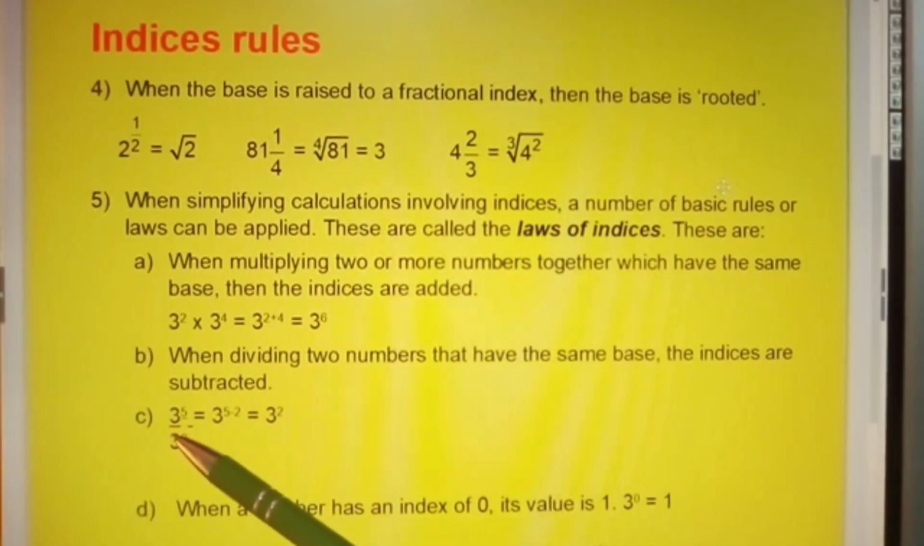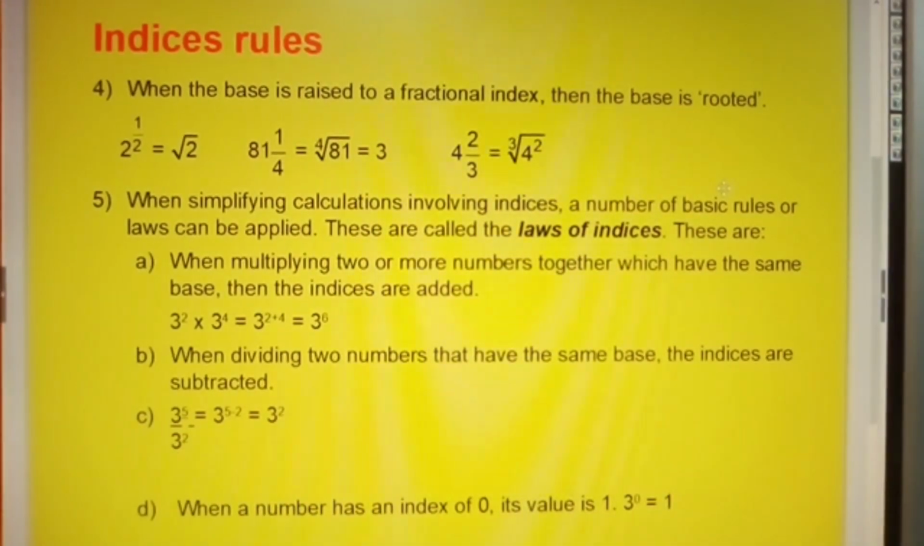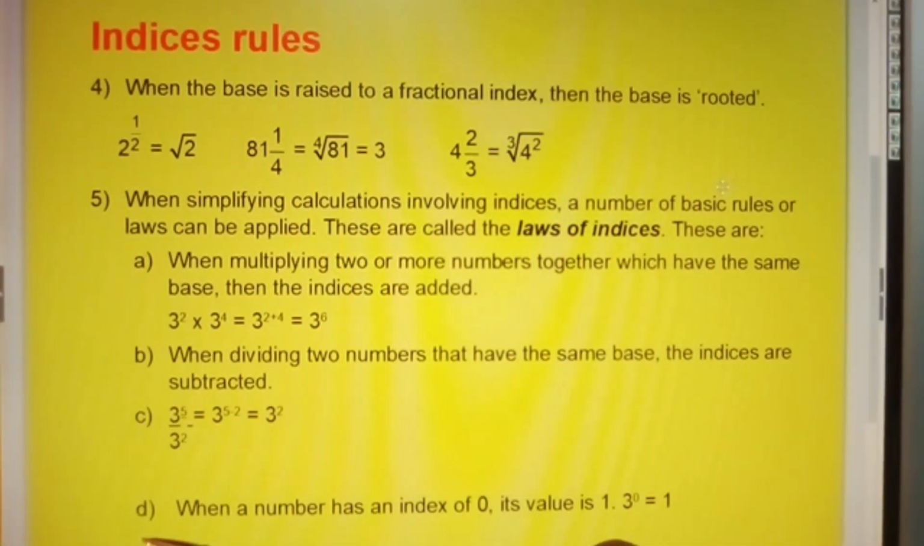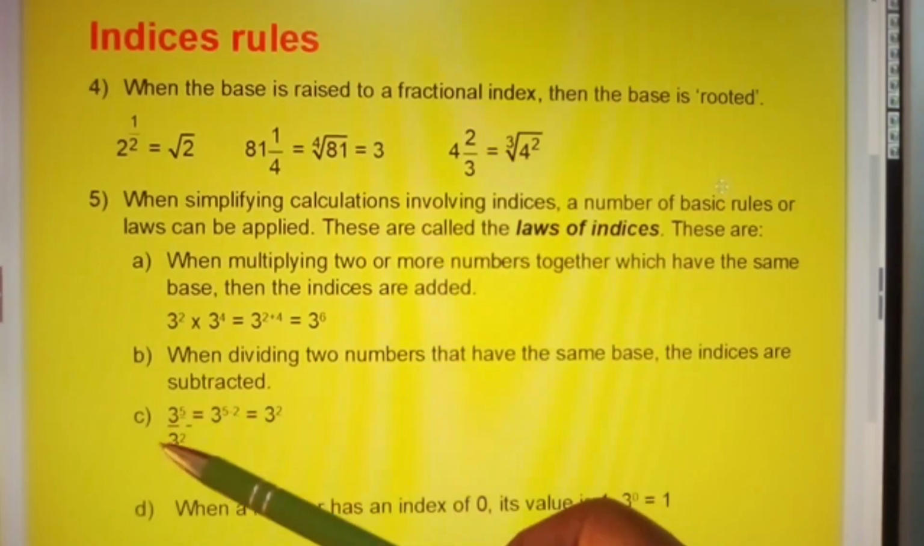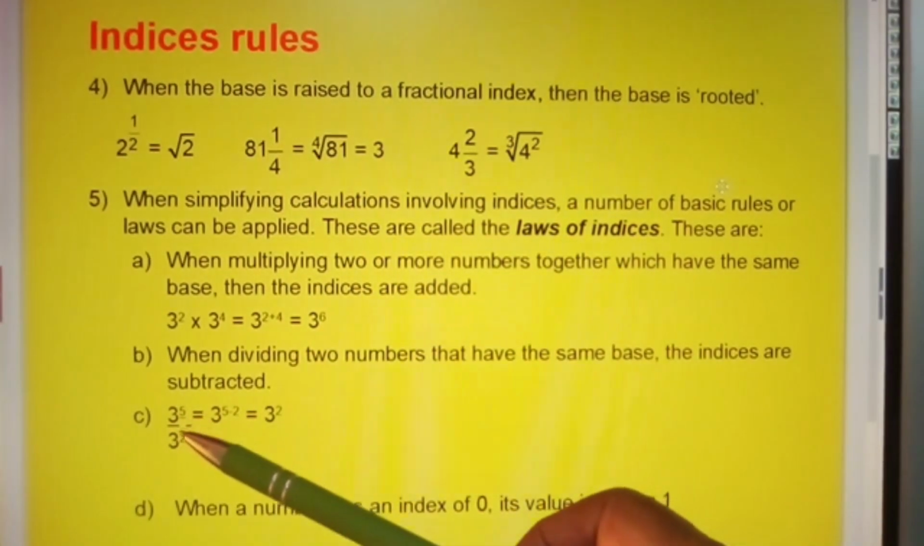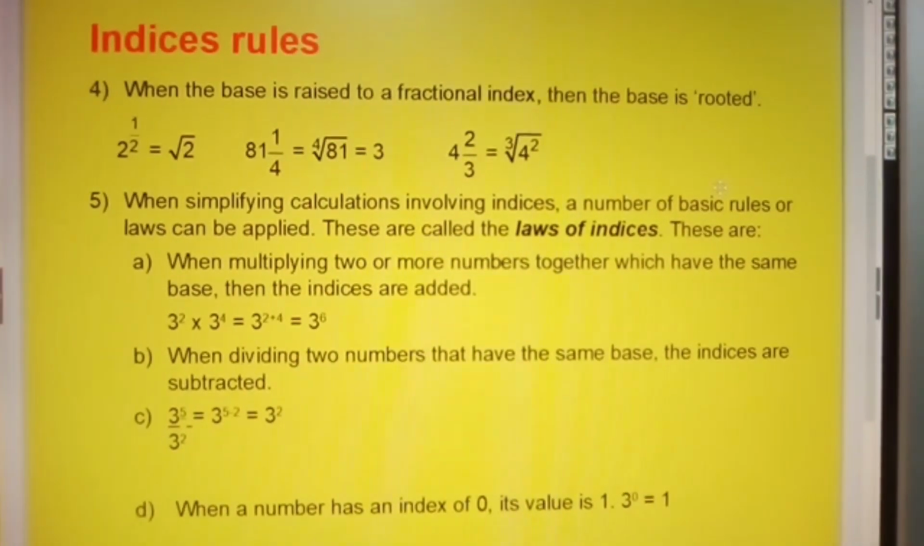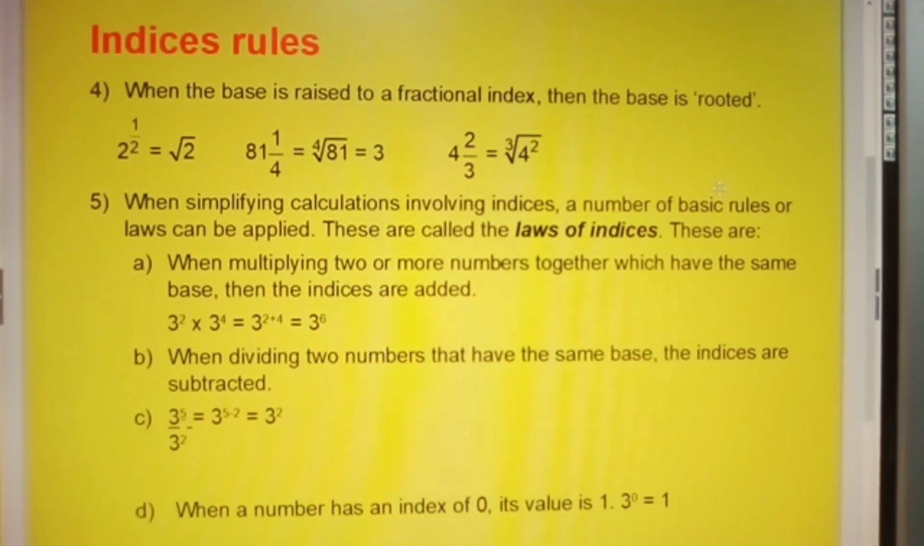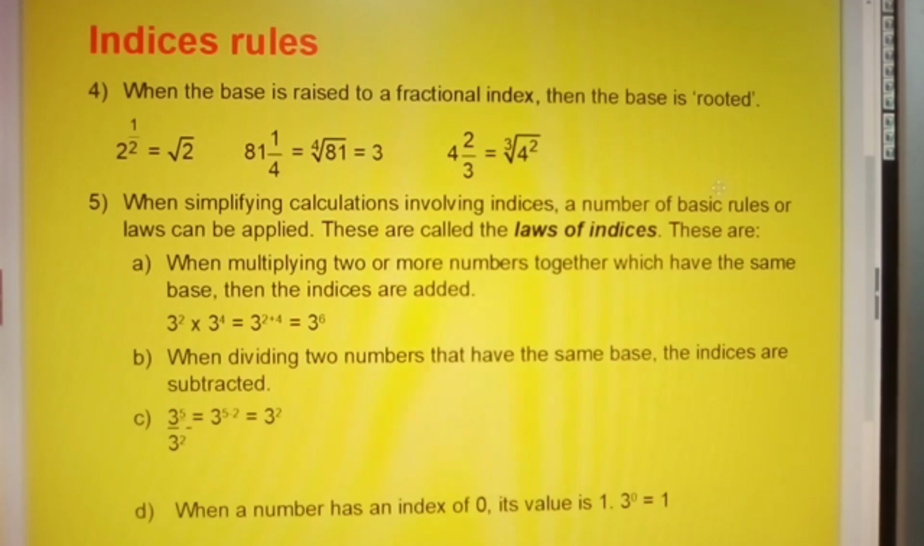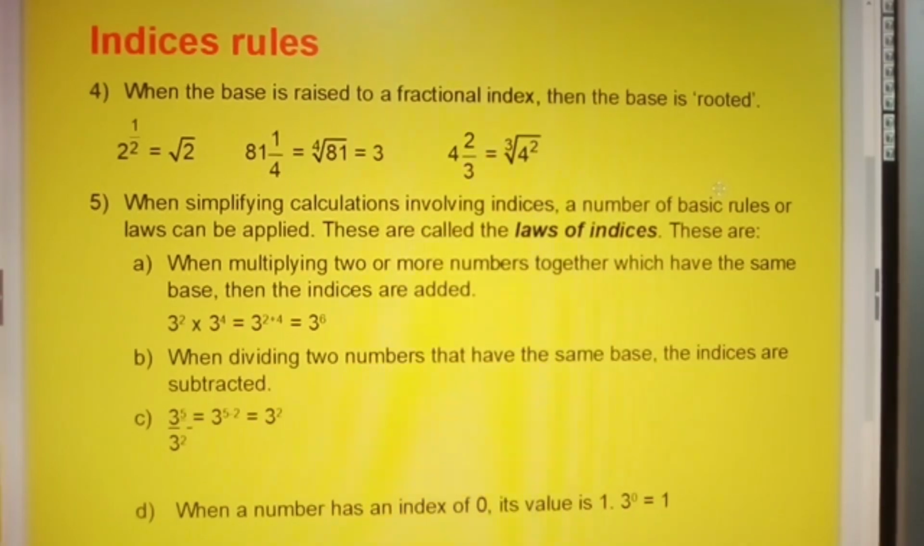And here you have 3 to the 5 over 3 to the 2, that will leave you 3 to the 5 minus 2, which leaves you 3 to the 2.